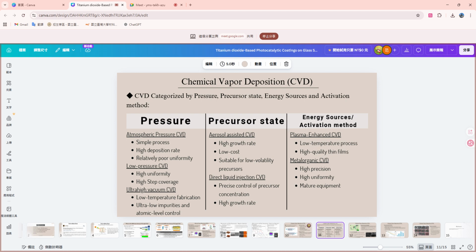Metal organic chemical vapor deposition is a CVD technique that utilizes metal organic compounds as precursors to undergo chemical reactions and deposit thin film on a high temperature substrate. It is the mainstream technology for growing compound semiconductors such as GaN and GaAs. Advantages include high precision, high uniformity, and mature equipment technology.